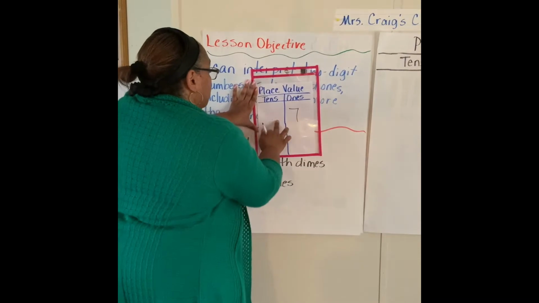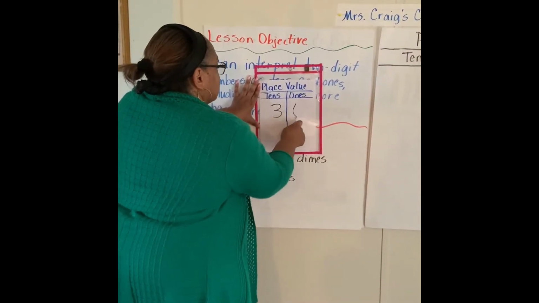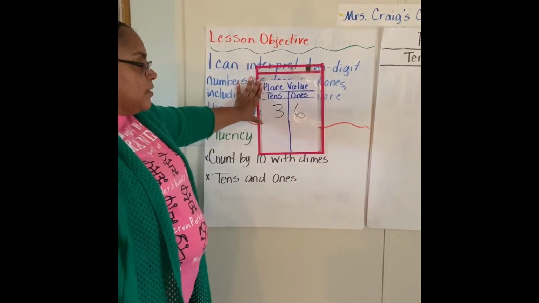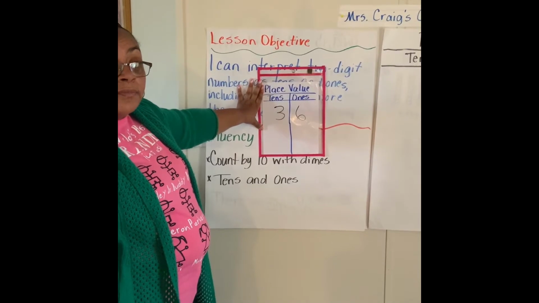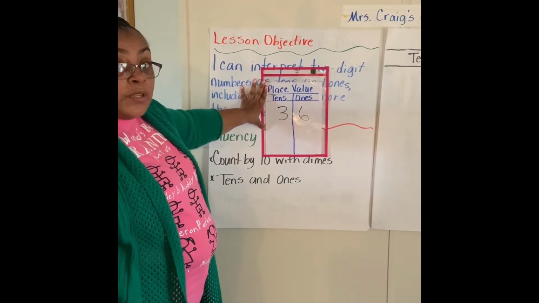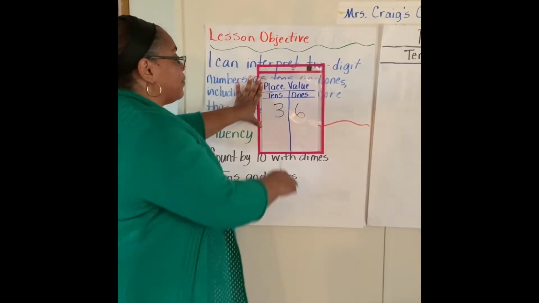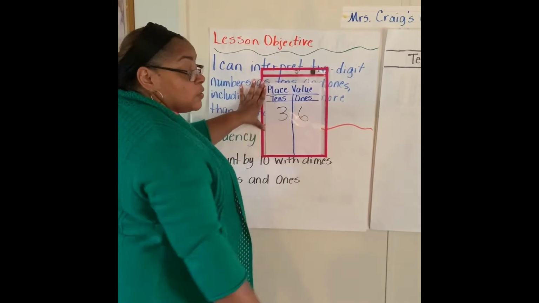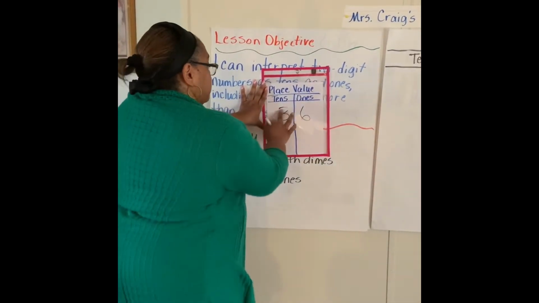Let's do one more, boys and girls. My number is 36. Boys and girls, if my number is 36, how many tens do I have? I have 3 tens, correct. How many ones do I have, boys and girls? We have 6 ones. If I have 3 tens plus 6 ones, what is my number? My number is 36. Very good.